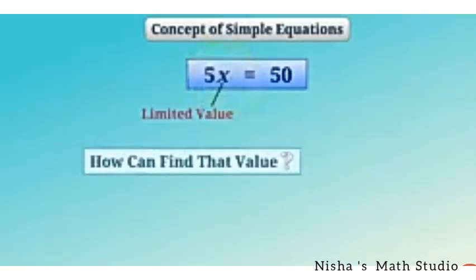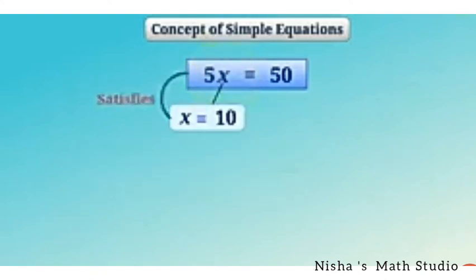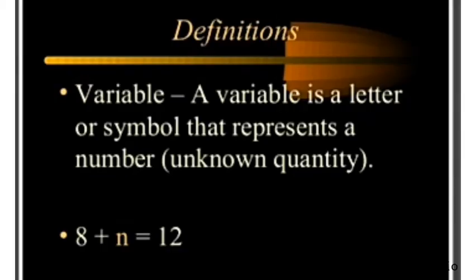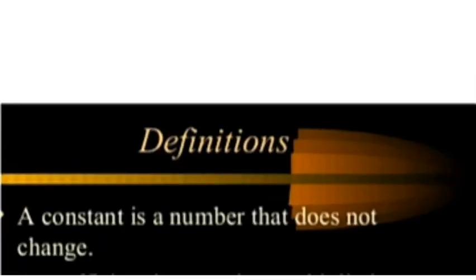So here what can be the value of x? It has to be 10. Because 5 multiplied by 10 will give you 50. So 10 is called as the solution of the equation. Let us summarize what we have studied. A variable is a letter or a symbol that represents a number which is an unknown quantity. Example, 8 plus n is equal to 12. Here 8 is a constant and n is a variable.